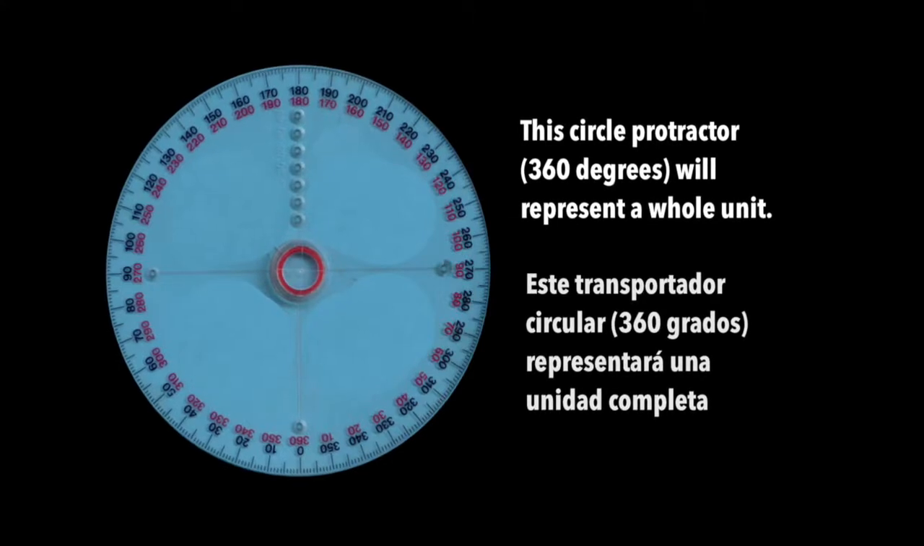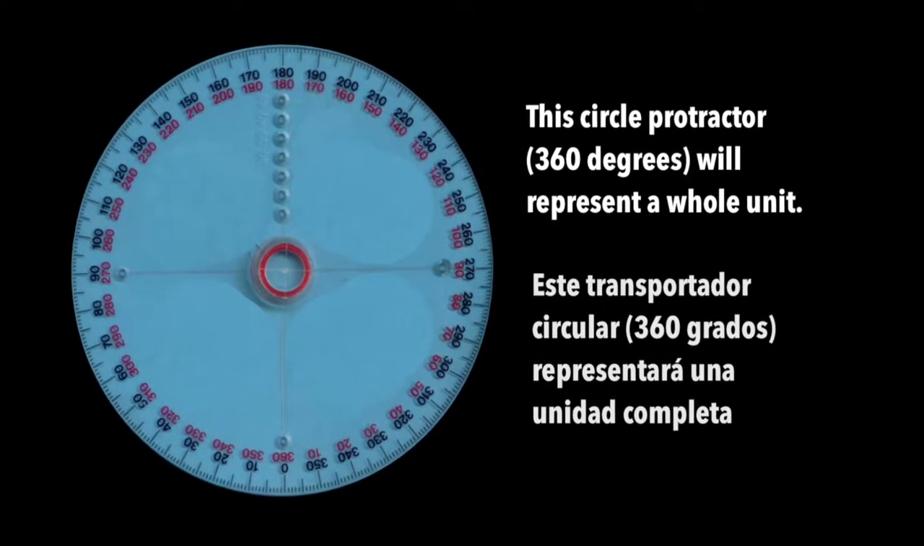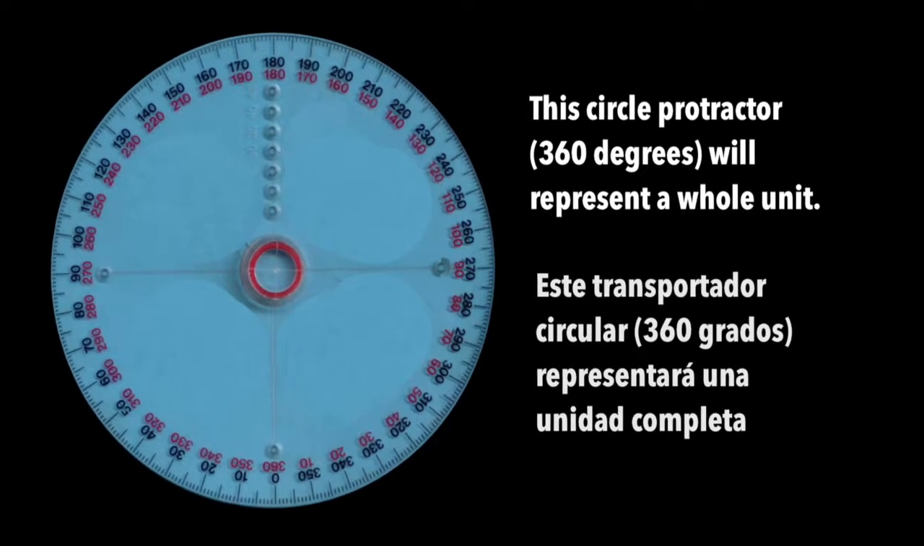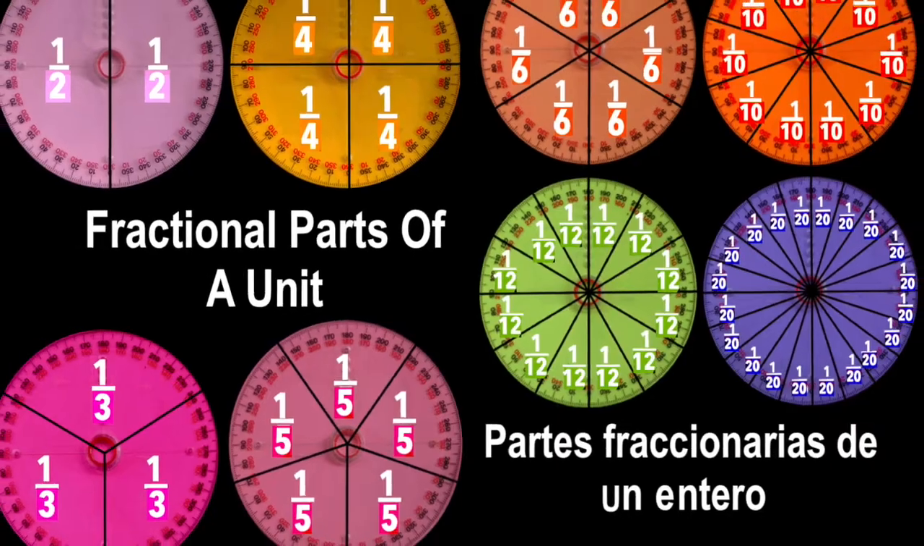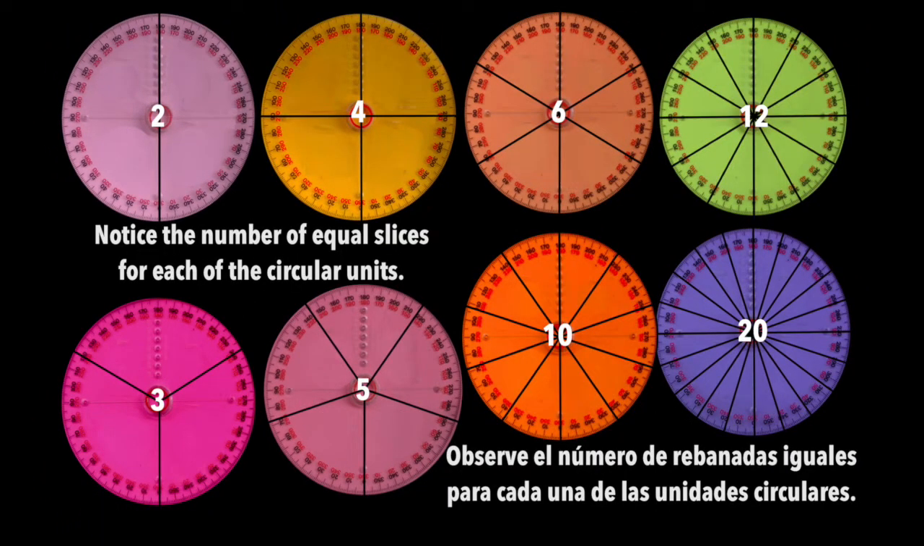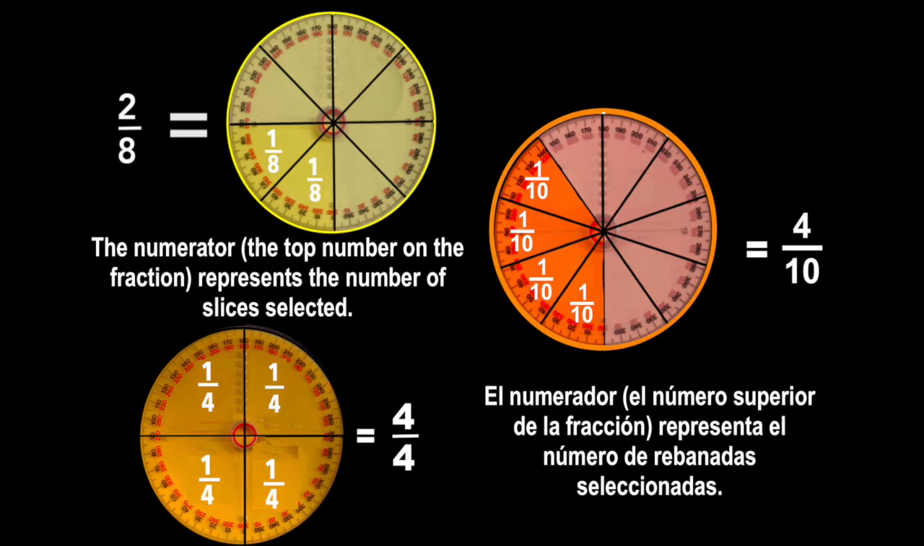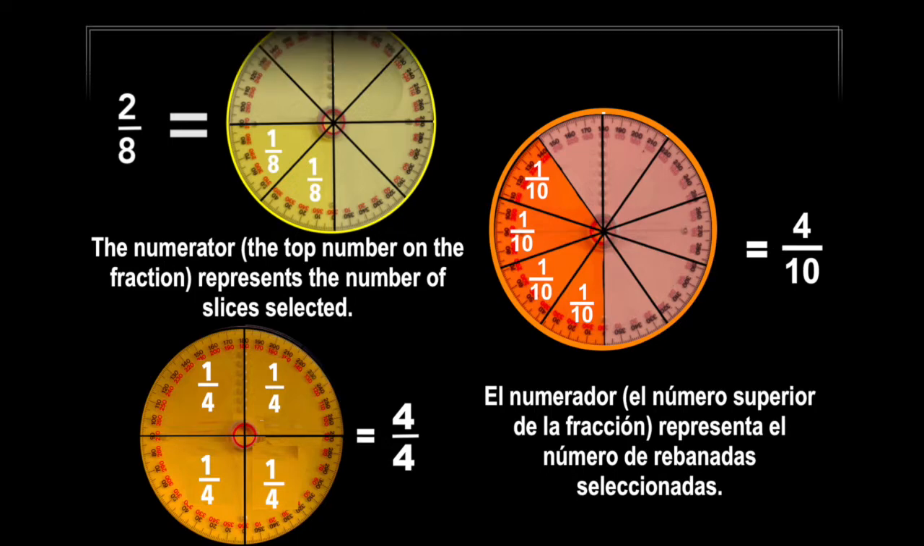A circle protractor will be used to represent a whole unit. When a unit is divided into equal parts, each part represents a fraction. Notice the number of slices in each whole unit. This number is written on the bottom of the fraction. It is called the denominator. The top number on the fraction is called the numerator. The numerator represents the number of parts selected or in use.